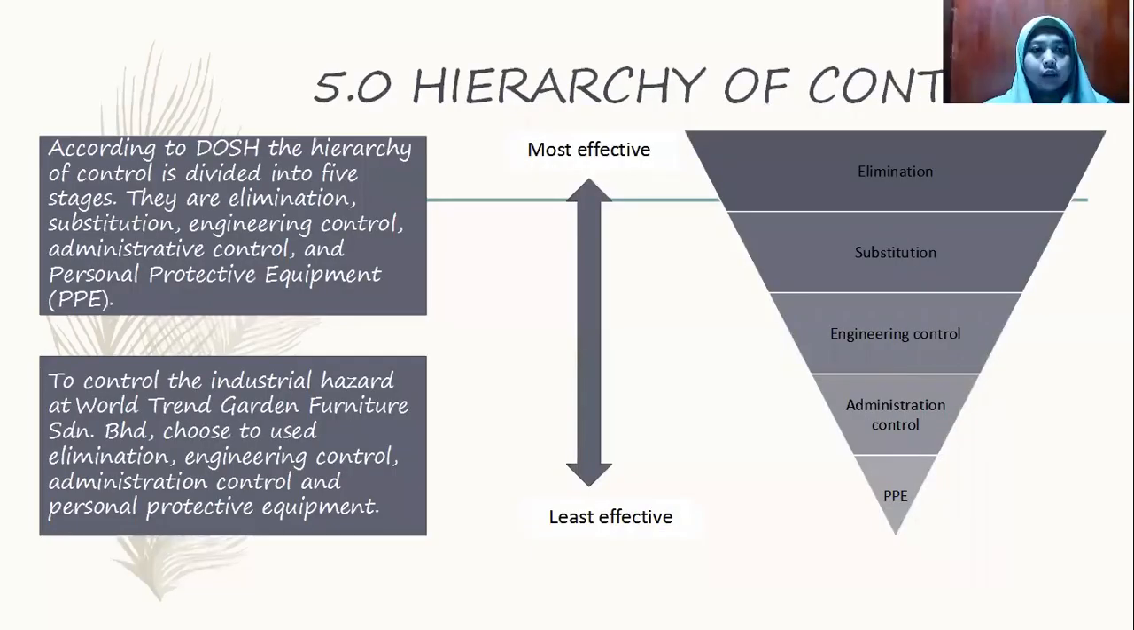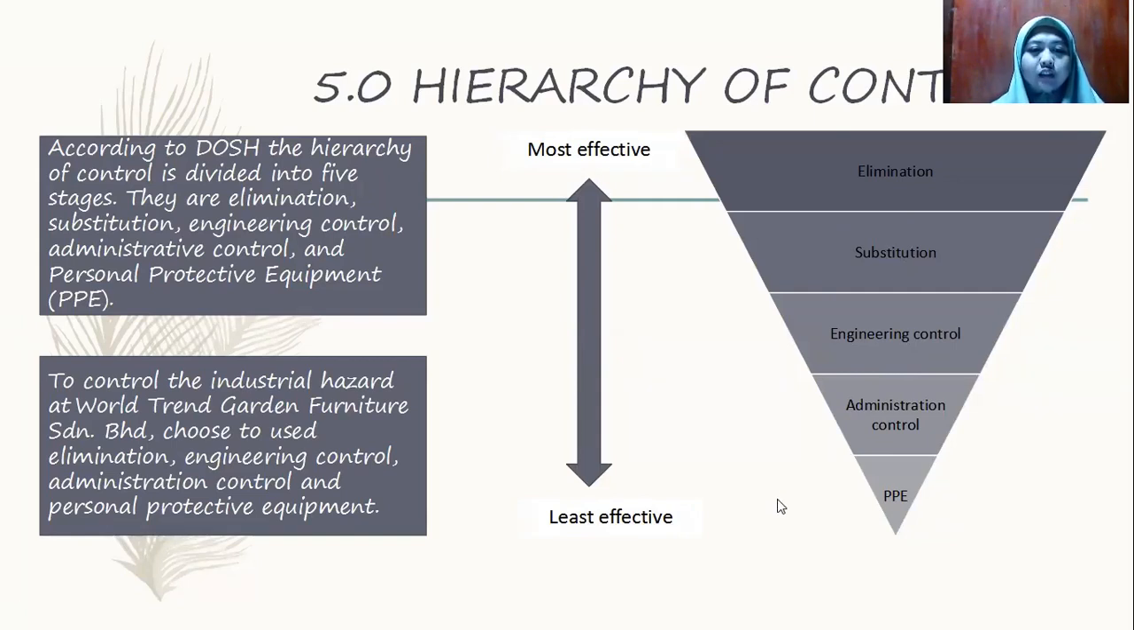The next part of this presentation is the hierarchy of control. According to DOSH, the hierarchy of control is divided into 5 stages, which are elimination, substitution, engineering control, administrative control, and personal protective equipment. According to this hierarchy of control, the most effective way to eliminate the hazard is elimination. The least effective is PPE.